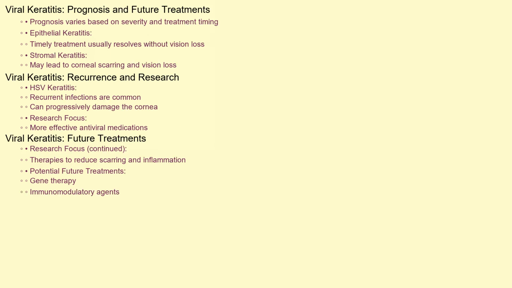The prognosis for viral keratitis varies depending on the severity and promptness of treatment. With timely diagnosis and treatment, most cases of epithelial keratitis resolve without lasting vision loss. However, stromal keratitis can lead to corneal scarring and reduced vision. Recurrent infections are common with HSV keratitis and can progressively damage the cornea over time. Recent research focuses on developing more effective antiviral medications and exploring new therapies to reduce corneal scarring and inflammation. Gene therapy and immunomodulatory agents are also being investigated as potential future treatments for viral keratitis.